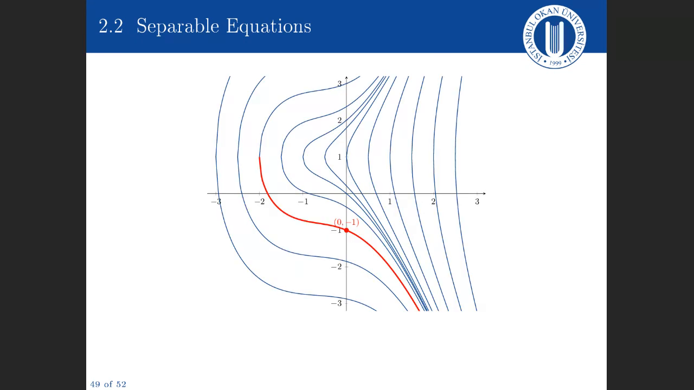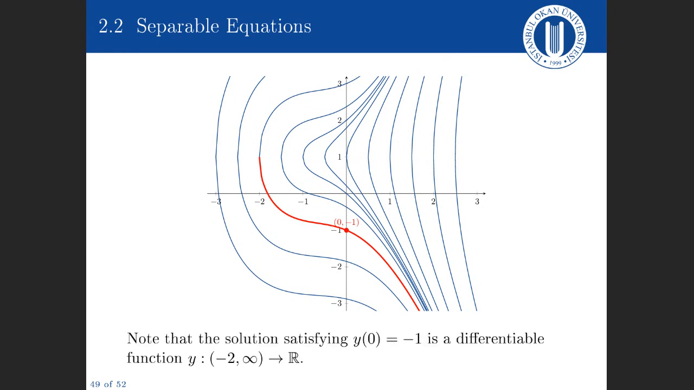Here is a graph of this solution. You can see that the function, which I've shown here in red, starts at minus 2 and goes all of the way to the right. The domain of this function is from minus 2 to infinity.